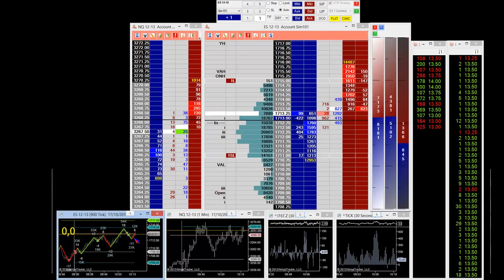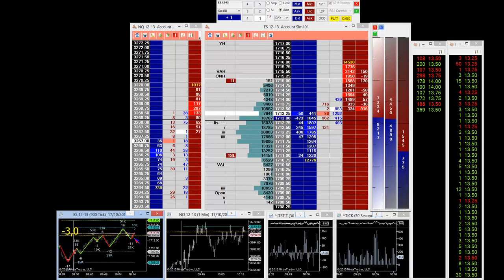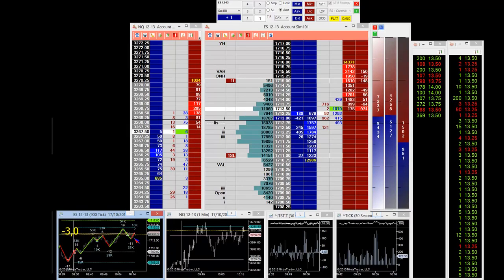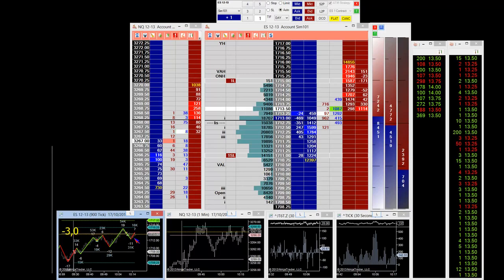It's going to go back through my entry price and start working its way back down. We can see even at 1713.50 now, there's not really a lot of trades going in. In a long position, we really want to see buyers step in at this point, because right now it looks like the buyers have run out of steam. Okay, so let's give them a minute.